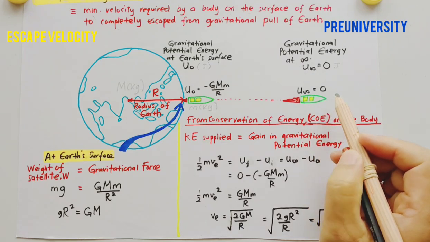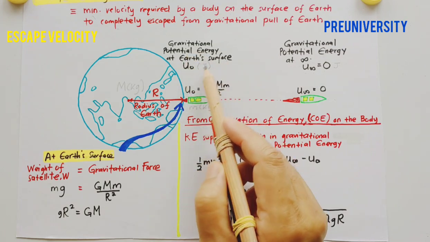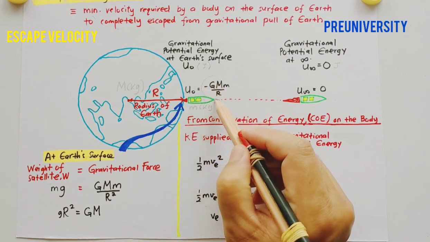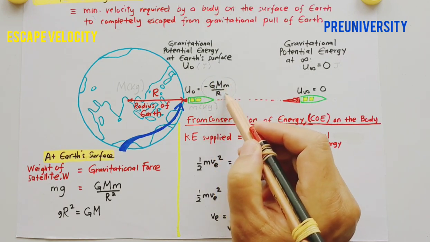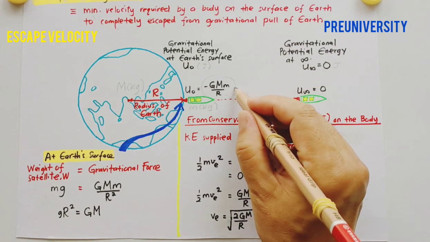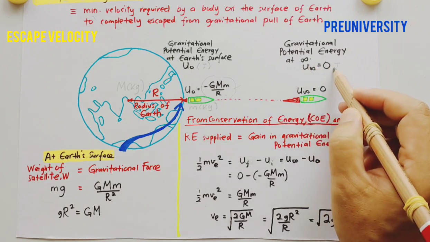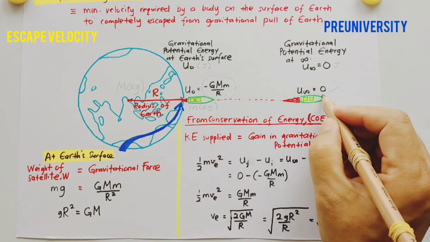And then the gravitational potential energy at Earth's surface, U naught, we can write as negative GMm over r. And for the gravitational potential energy at infinity, which is equal to 0, we write U infinity is equal to 0.